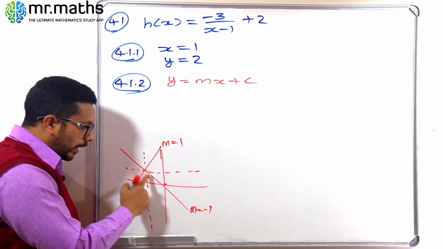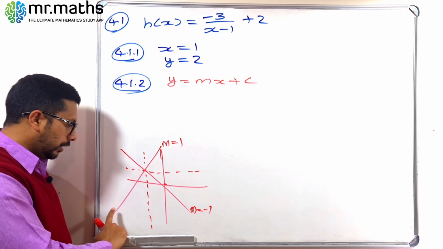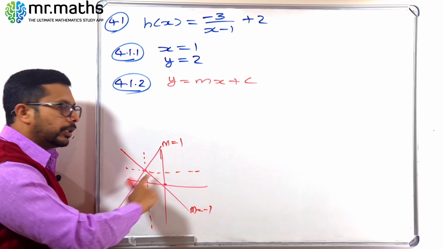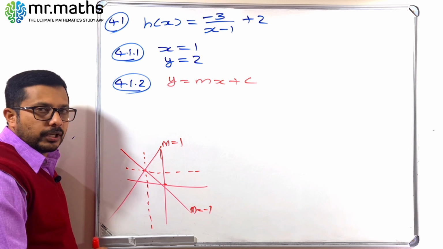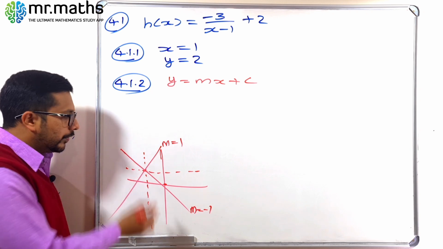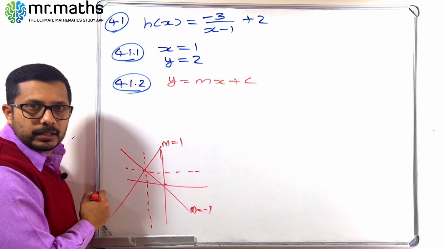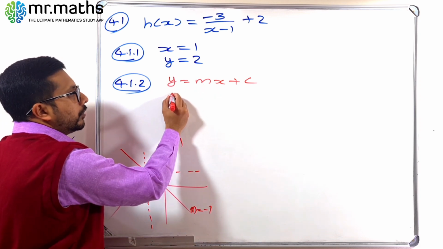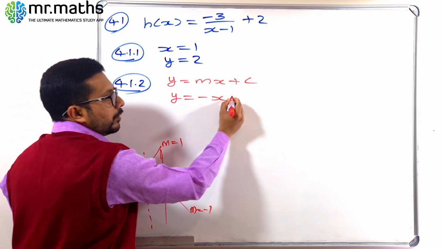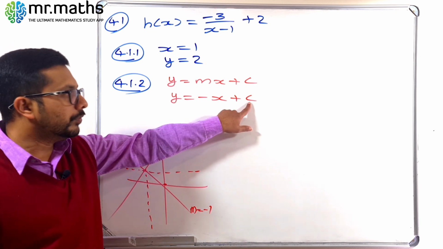The gradient of this axis of symmetry having negative gradient is m is equal to -1, and the gradient of this axis of symmetry having positive gradient is m is equal to positive 1. So in our question, what is the equation of the axis of symmetry having negative gradient? What is the value of m? It is -1. So we can write the equation like this: y is equal to -1x plus c. Now we have to find the value of this c.